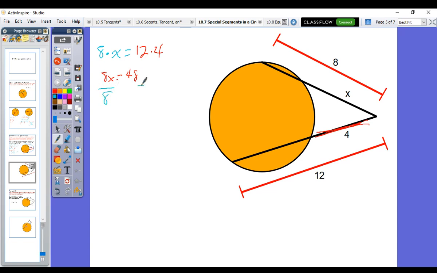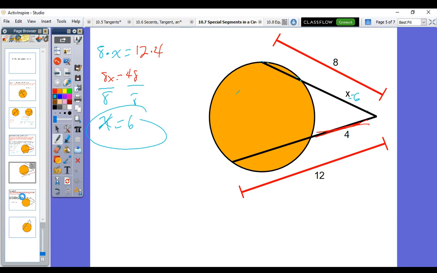Then we divide by 8. x equals, what is it, class? 6. Yeah, 6. x equals 6. Alright, so this is two secants. Two secants meaning it intersects twice in there, so there's a little chord in there, and then it keeps going outside.